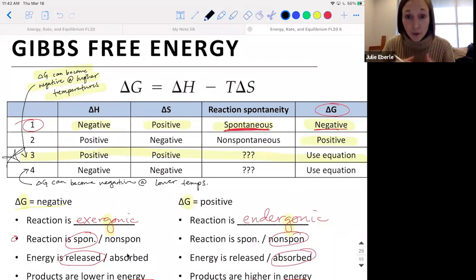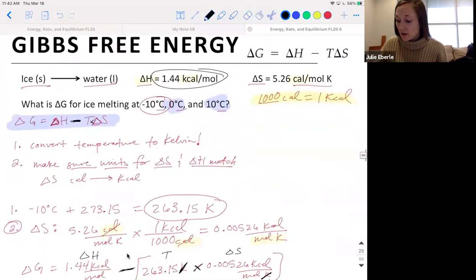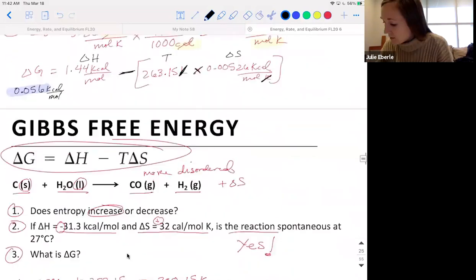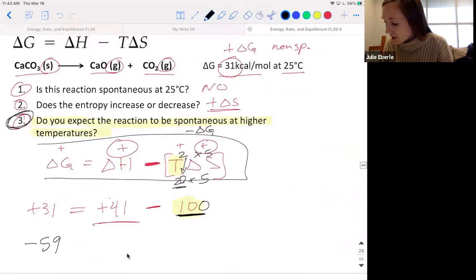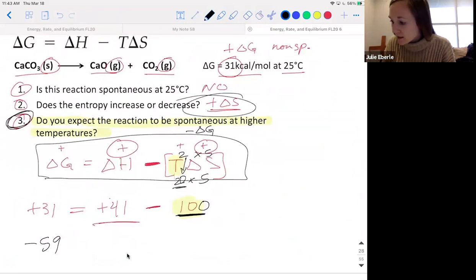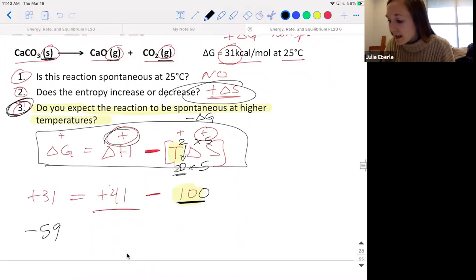I figured out we had a positive delta H when I walked through this stuff right here initially, plugging in my positives and my negatives. I know that temperature always has to be positive. I know that delta S was positive because we figured that out when we answered question 2 from looking at the states of matter: solid, gas, and gas. So I said, if my delta G is positive, I must have a positive delta H. There's no way I can get a positive answer here if I'm subtracting numbers and my delta H isn't positive. It has to be positive.